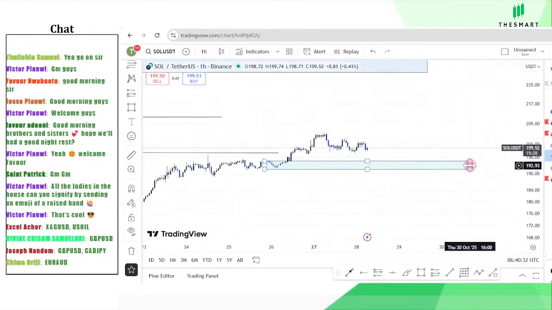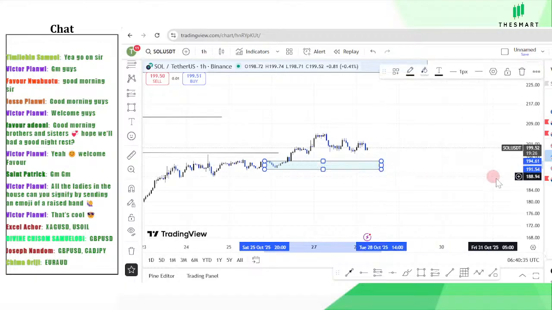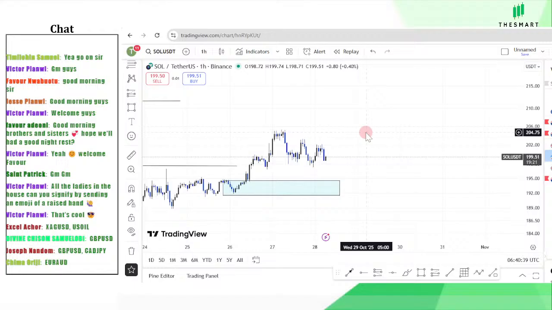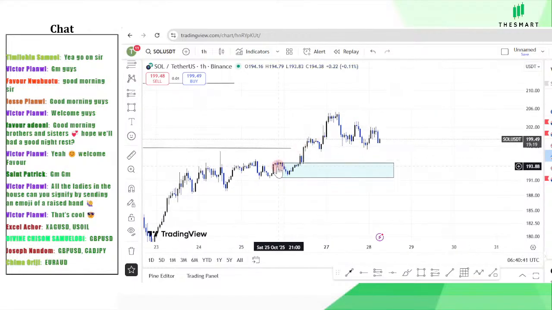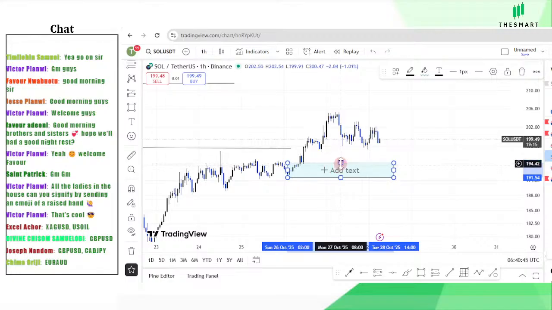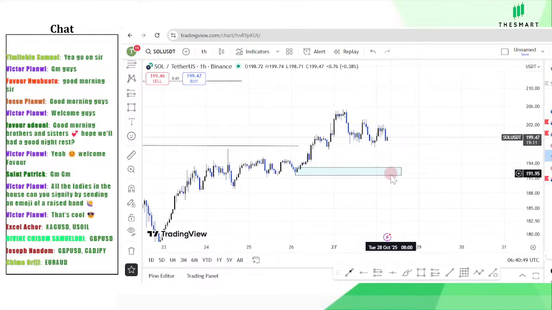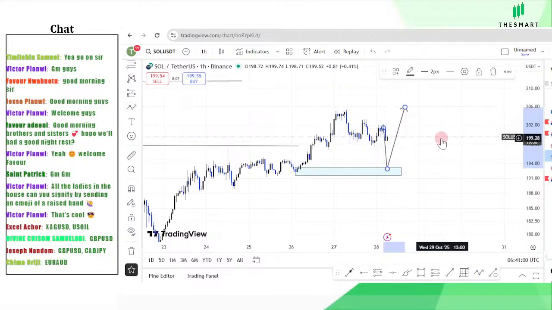So if you trade crypto, this is what we want to see. We refine this to this zone here. So we want to see this price come back into this zone and continue to the upside. So if you trade Solana, you refine this to the 15 minutes. I was actually thinking of something.